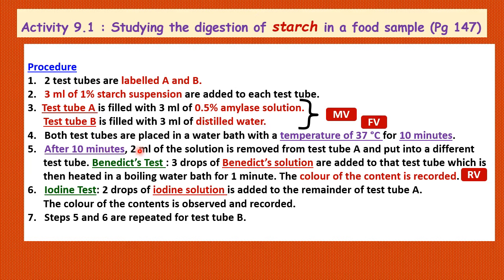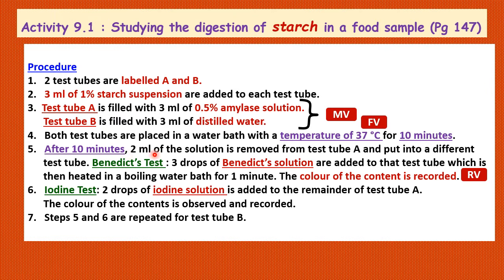Both test tubes are placed in a water bath with a temperature of 37 degrees Celsius for 10 minutes. So this is the optimum temperature. 37 degrees Celsius is the optimum temperature for the highest rate of enzyme reaction. Now, after 10 minutes, we only put the test tube in the water bath for 10 minutes.